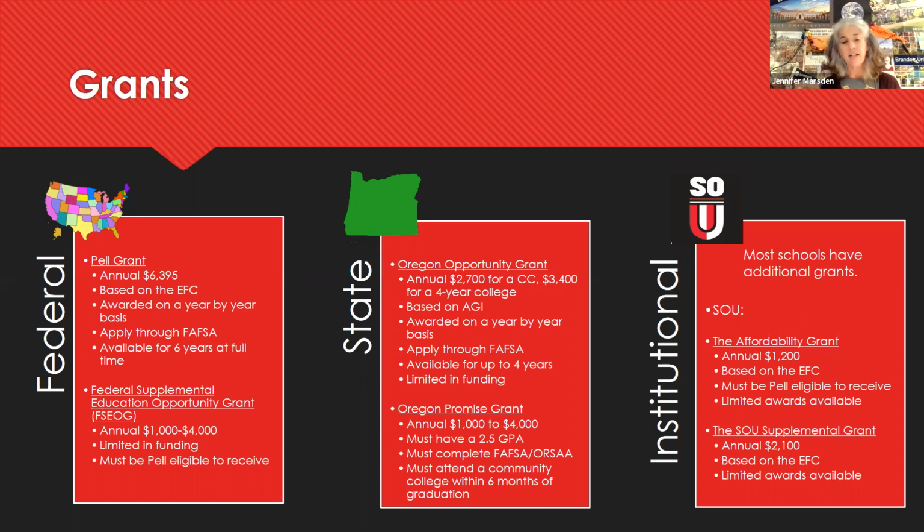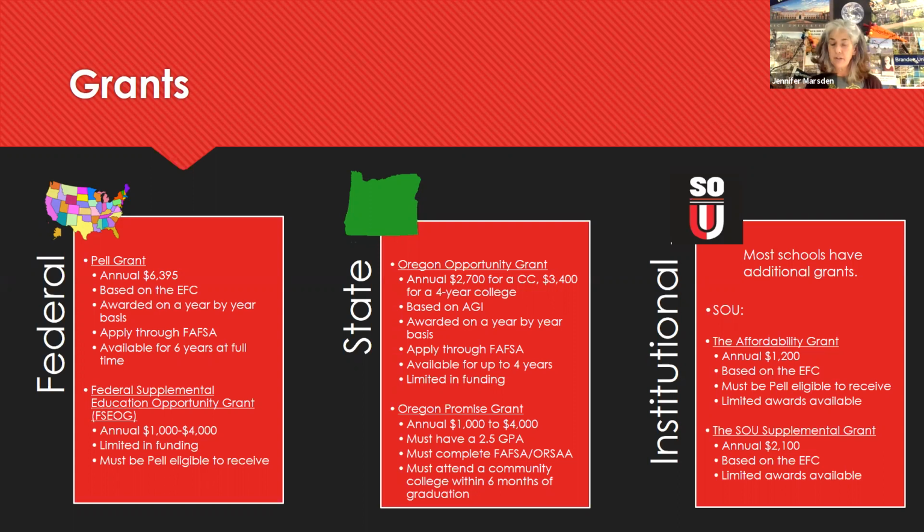This Federal Supplemental Education Opportunity Grant I mentioned is another pot of money for Pell eligible students that does run out, and I have seen our students getting more of those grants because they're applying earlier. So once a student submits their FAFSA, the federal government not only sends their information to the schools they list on their FAFSA, but they also send their information to the state of Oregon, specifically to the Oregon Office of Student Access and Completion, which oversees the Oregon Opportunity Grant and the Oregon Promise Grant.